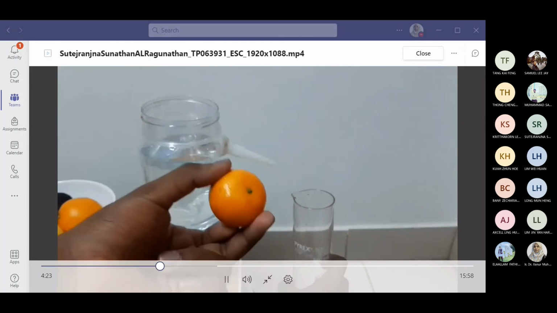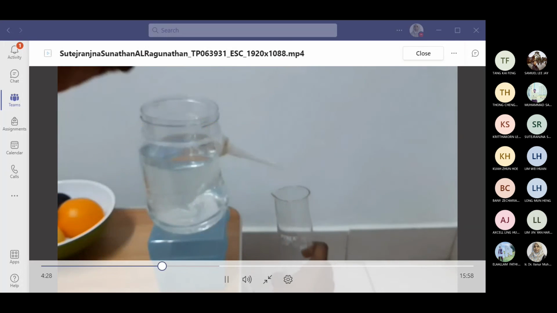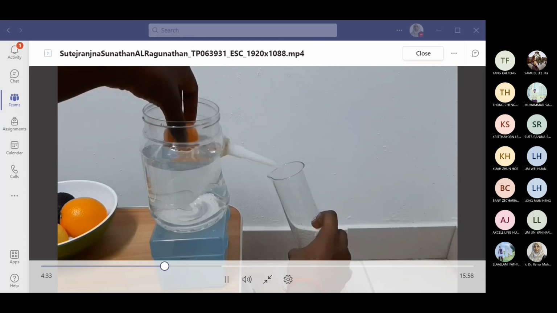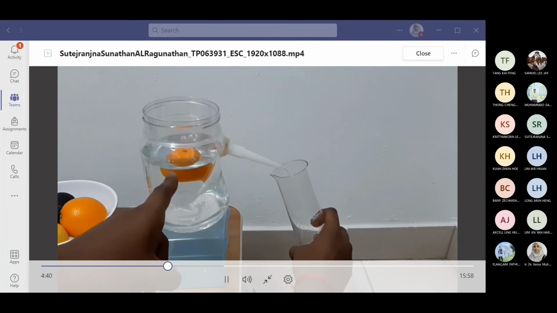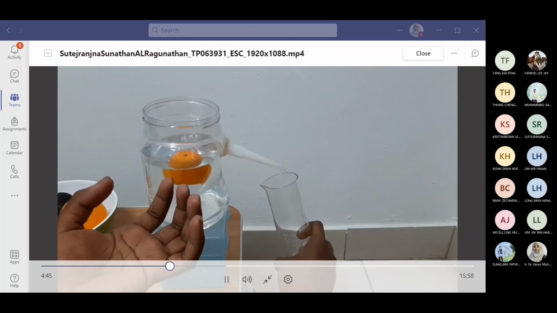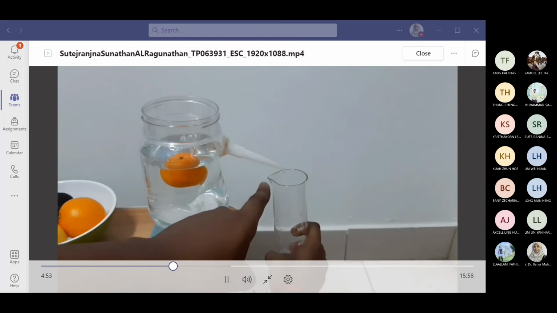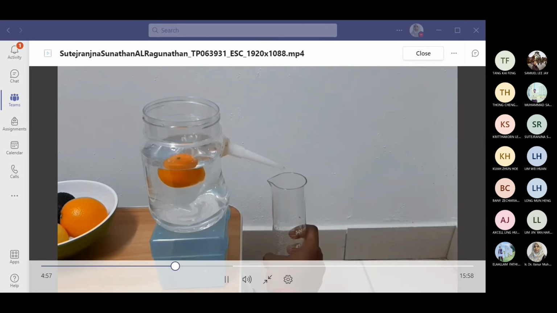Now, the first object is a mini mandarin orange, and I'm going to be immersing it into the water. And as you can see, the mandarin orange is actually floating, and that is because buoyant force is acting upon the object, which is making it float. And also don't forget, wait until all the water has overflown into the measuring cylinder.